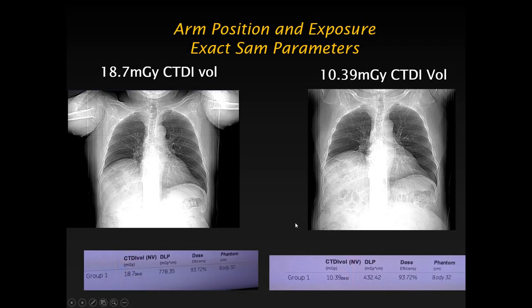Now, here's an example of a patient who's in the same table height with two different exposure values just because of his arm position. So one of our technologists, Zach Boucher, did this, and he did a really good job of identifying that he didn't think that the patient's arm position was acceptable, so he repositioned the table, and for the exact same scan ranges, we got 18.7 milligray in our first try, and then 10 milligray was what the system was recommending in our second try.